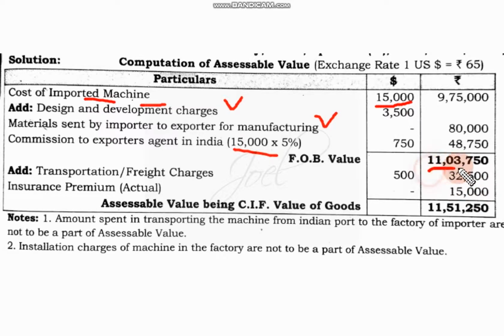On that we have to calculate two things: freight and insurance. Freight is not given as air transport, so we write it as it is. Insurance premium is also given. If it is not given, 1.125% is supposed to be considered. You add both the items, and whatever final answer you get, that is our assessable value. It is also called the CAF price.